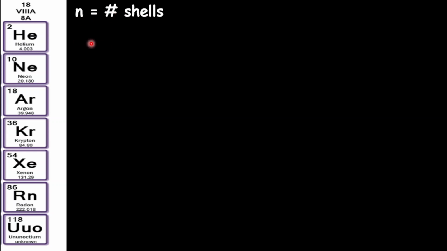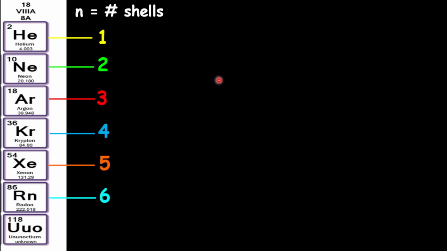So helium is in period 1, which means 1 shell. Neon, 2 shells. Argon, 3 shells. Krypton, 4 shells. Xenon, 5 shells. Radon, 6 shells. And oganesson, 7 shells. All right? Now, what I want to point out now is the orbital that exists as the very last orbital. So we're looking at the very last orbital for these elements.